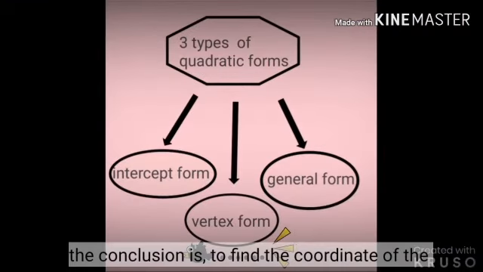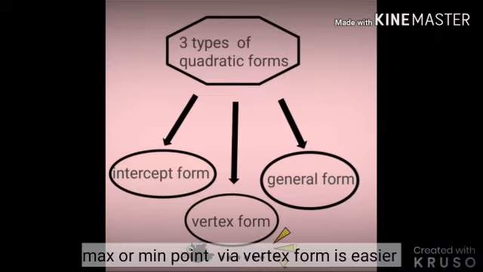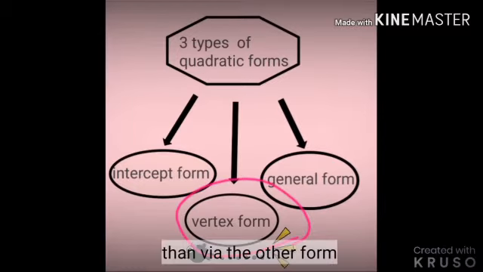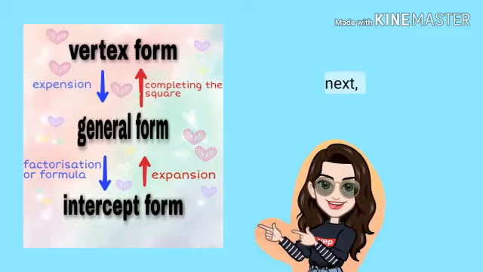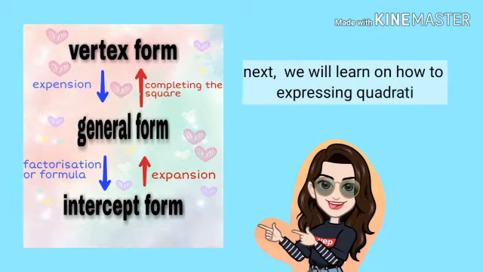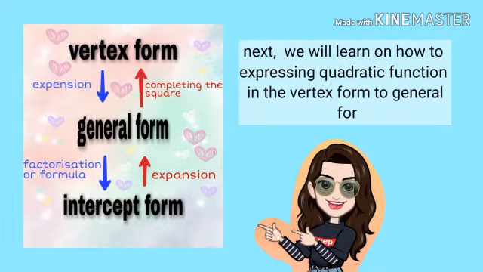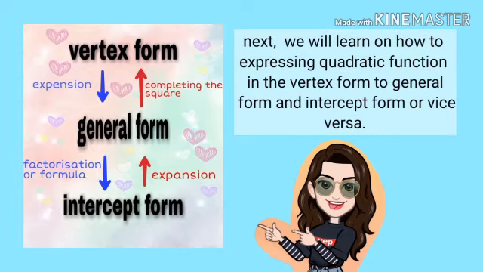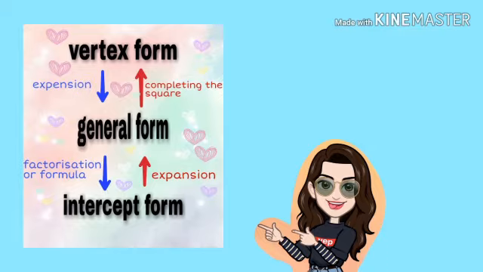The conclusion is that finding the coordinates of the maximum or minimum point via vertex form is easier than via the other forms. Next, we will learn how to express a quadratic function in vertex form into general form and intercept form, or vice versa, using this method.